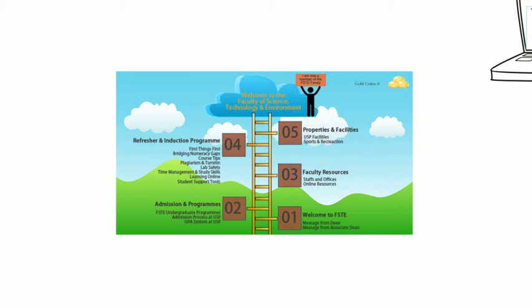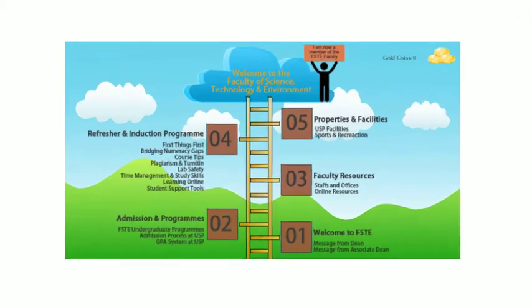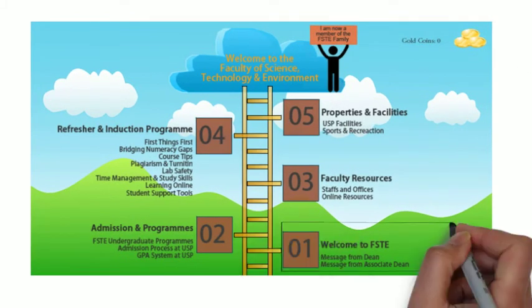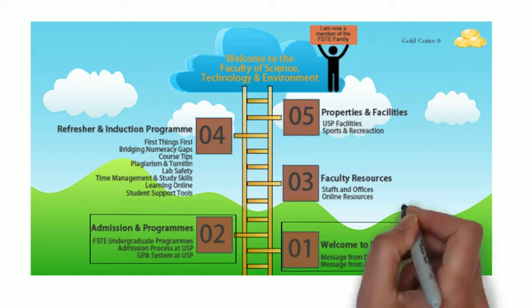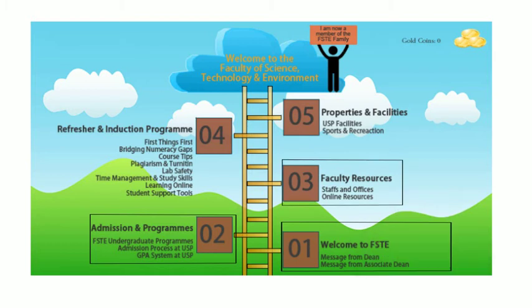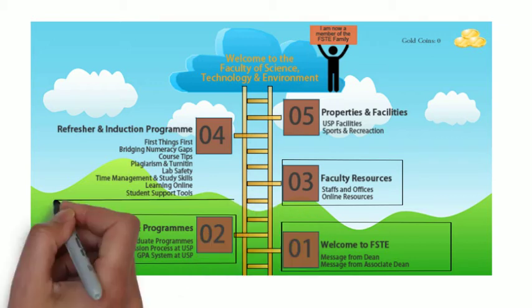The Orientation Online comprises of 5 sections. The first section is the Welcome section. Here, you will be welcomed by the Faculty Dean and Associate Dean. Section 2 gives an overview of the types of programs offered at USP, the admission process and the GPA system. The third section covers the resources available to you for support and assistance with your studies and having you connected to FSTE throughout your time here.